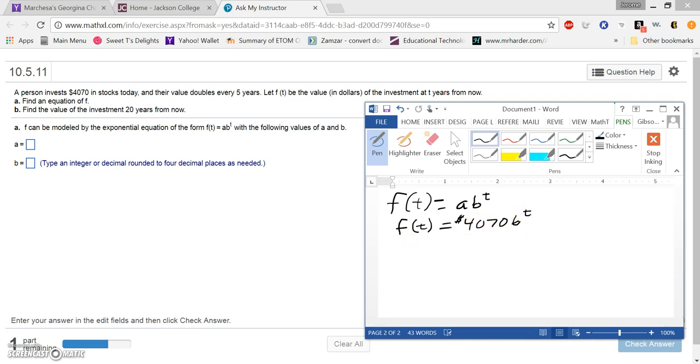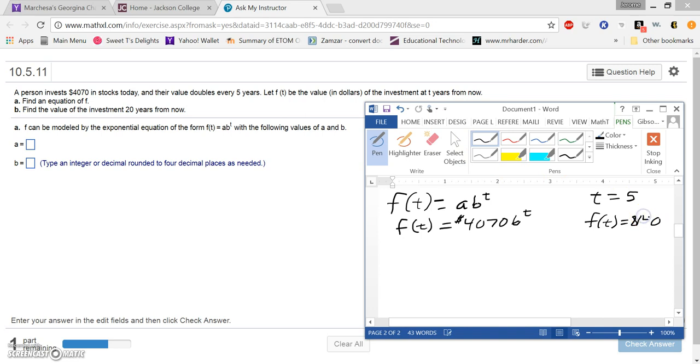Now, so we know what A would be. Now we want to solve for B. To solve for B, we have another clue here. It says the value doubles every 5 years. So we know T represents time. So in this case, T would be 5. And then F of T, because the value doubles, we'll take 4,070 times 2, which would be 8,140. That's what F of T would equal.